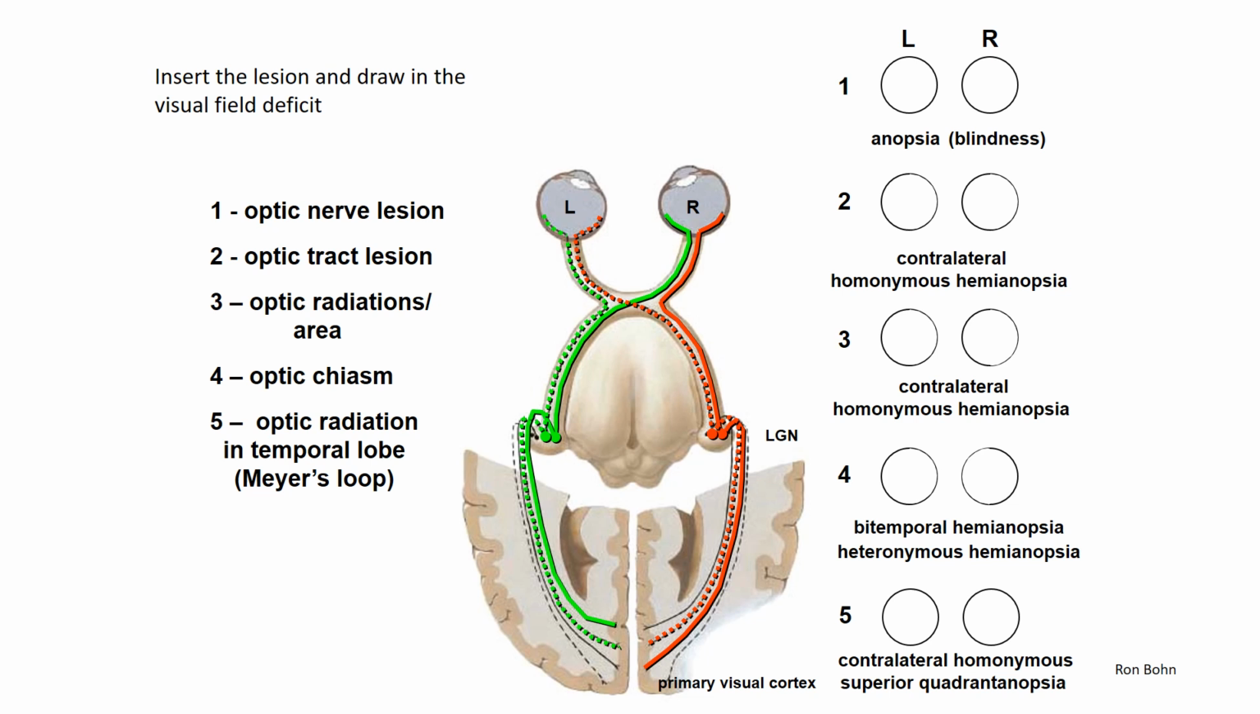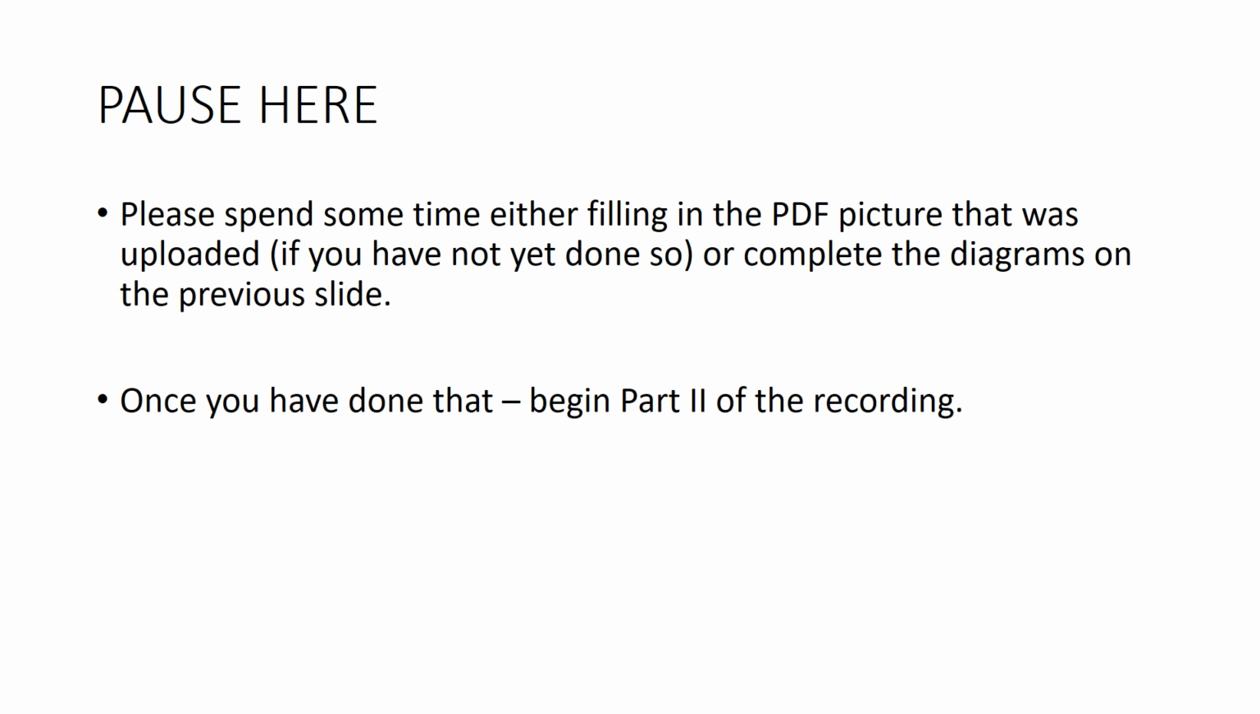Okay, at this point, we're going to break, and I want you to insert the lesion and draw in the visual deficit on this slide. Also, there was that PDF picture that was uploaded, and if you've not done so yet, complete that picture, because I think it does a very nice job of connecting the lesions to the visual deficits, or complete the diagrams on the previous slide. Once you've done that, go ahead and begin part 2 of the recording.